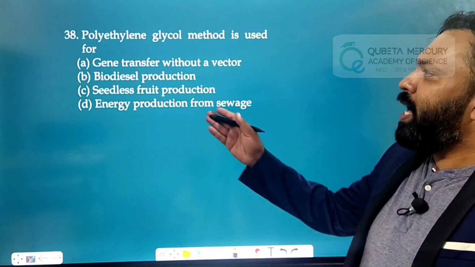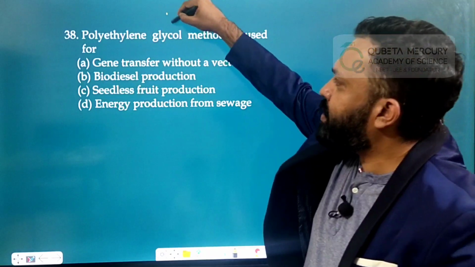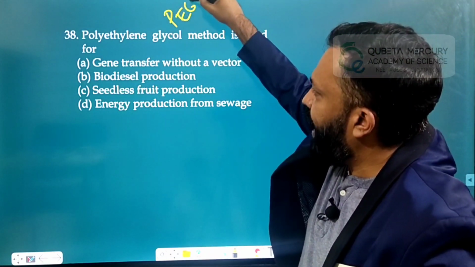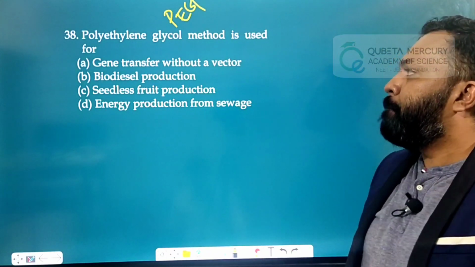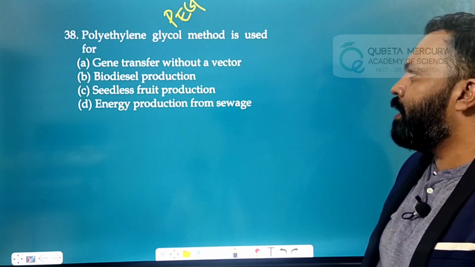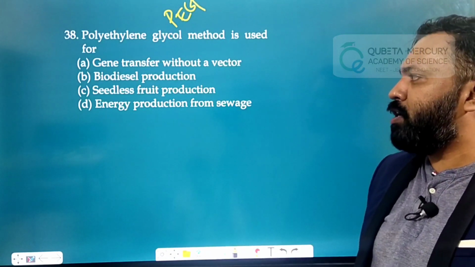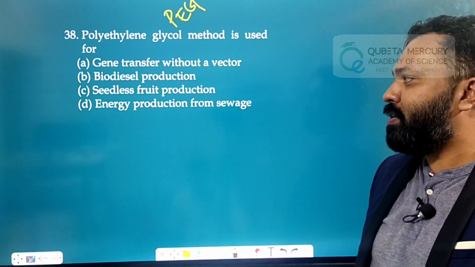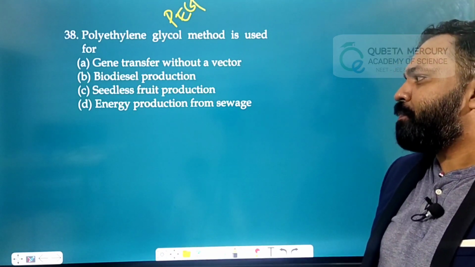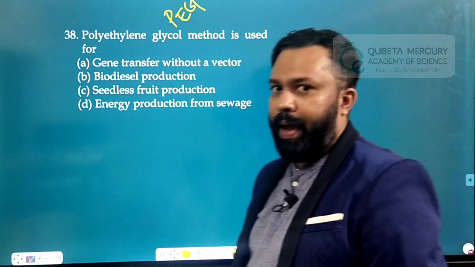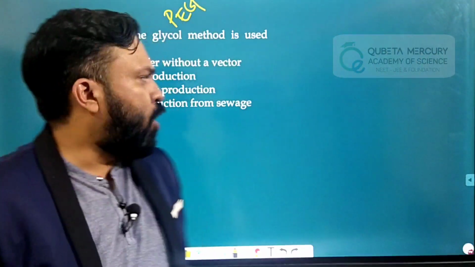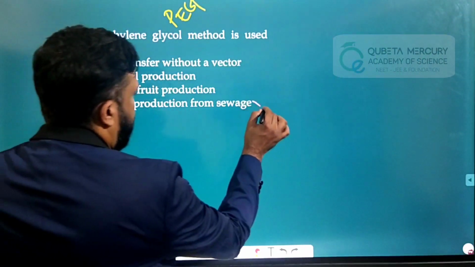38. Polyethylene glycol, otherwise said to be the PEG. The polyethylene glycol method is used for what? The gene transfer without a vector, biodiesel production, seedless fruit production, and energy production from sewage. Yeah, it's not the energy production from sewage.